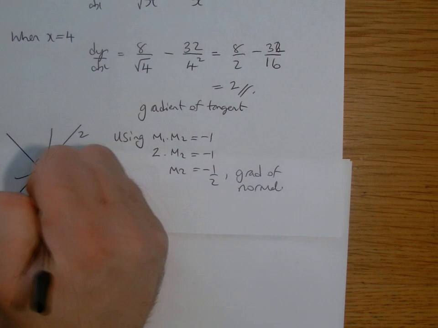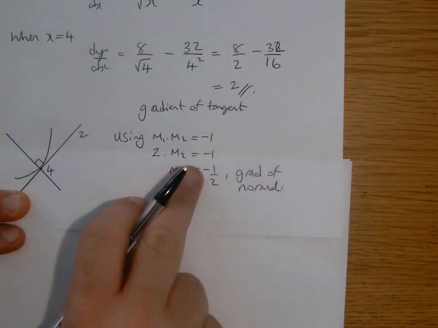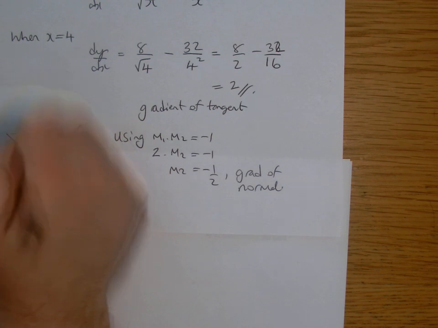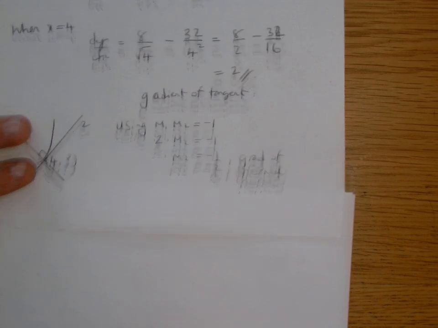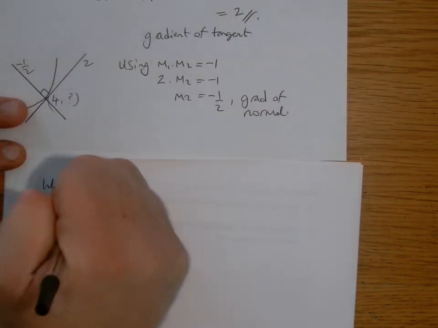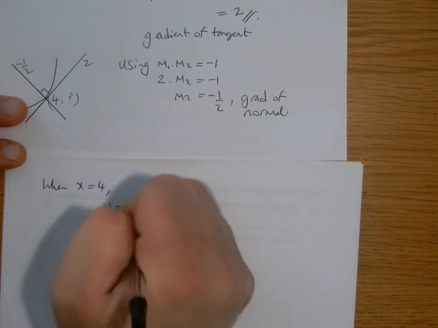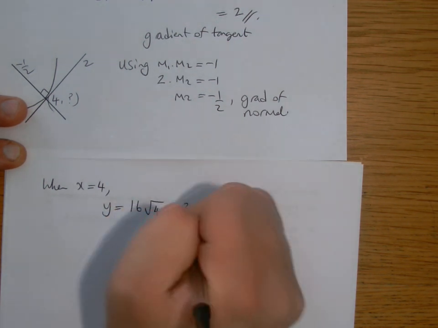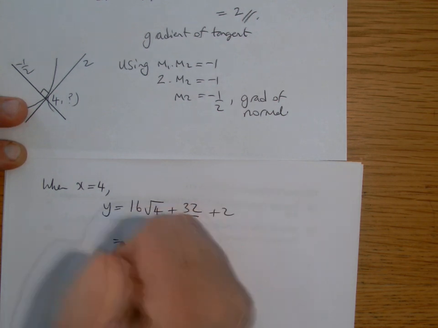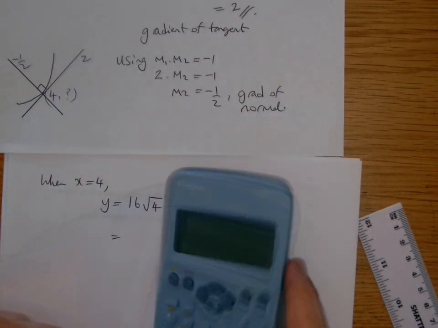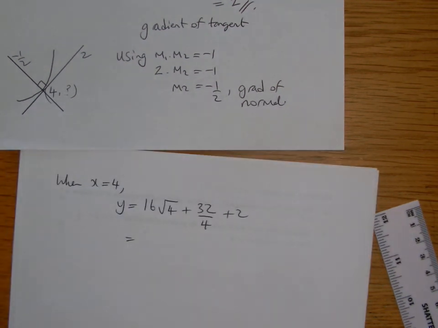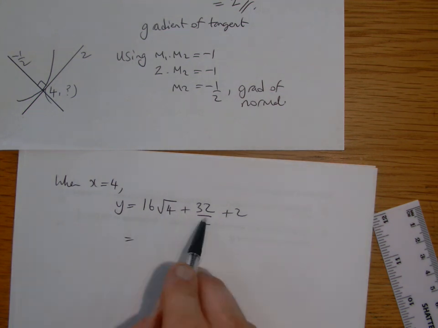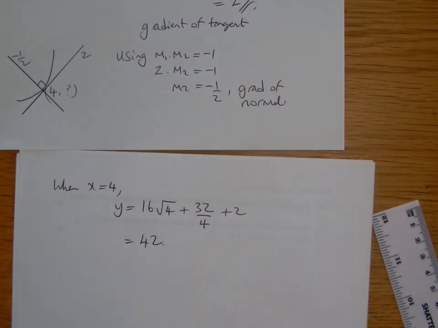At the point where x is 4. Because I've got the gradient of the normal here, which is minus a half, and I've got the point x is 4. Of course, I need the y value as well, don't I? So I need to work out what the y value is. So when x is 4, y is equal to 16 root 4 plus 32 upon 4 plus 2. And of course, in an exam, you use your calculator on this to make sure you're getting this right. So we've got 32 plus 8 is 40, 42. So that's what the y value is there.